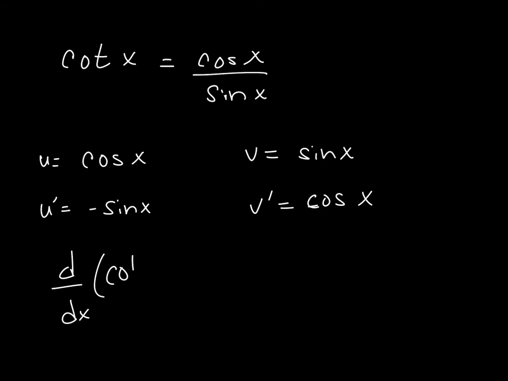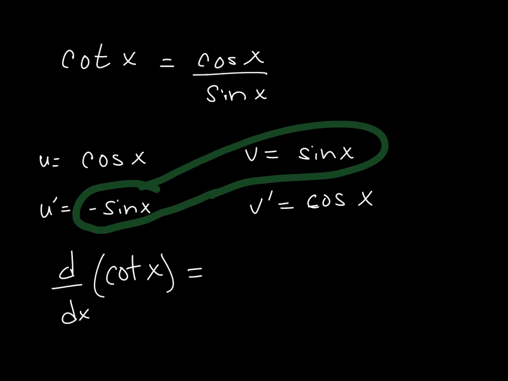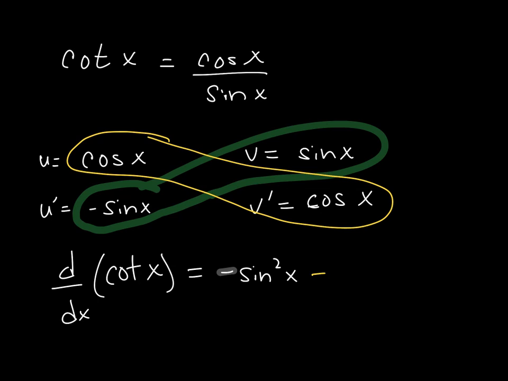So the d/dx of the cotangent of x is equal to, again, I want to take the derivative of the numerator times the denominator. In this case, it's going to give me minus sine squared of x. Then I take the derivative of the denominator times the numerator for minus the cosine squared of x, all over the denominator squared, sine squared of x.